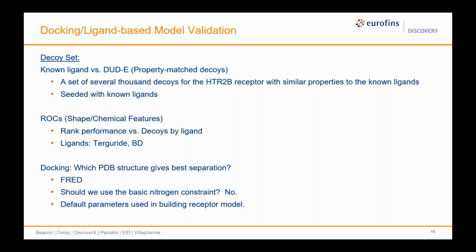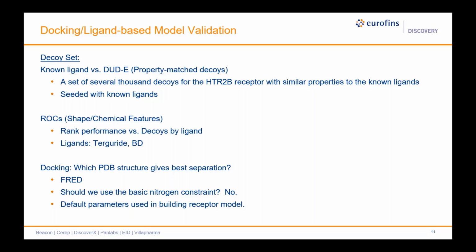So we're going to compare our methodologies using a property-matched set of decoys that have been built based on several thousand decoys that were created from known ligands to serotonin receptors. This hasn't been just for 2B antagonists, but serotonin receptor ligands in general. And we're going to evaluate it using two methodologies.